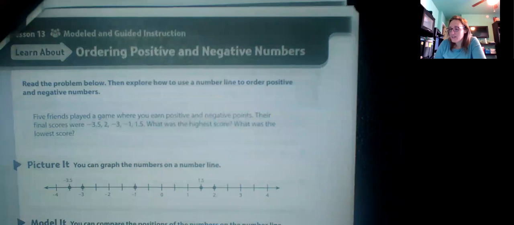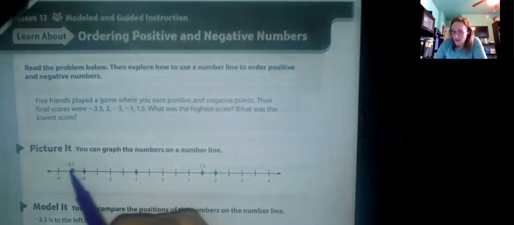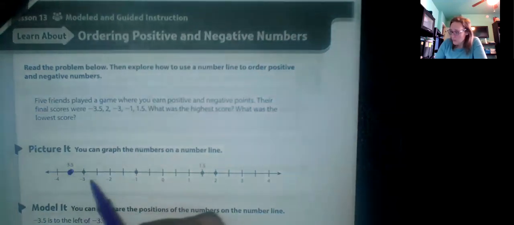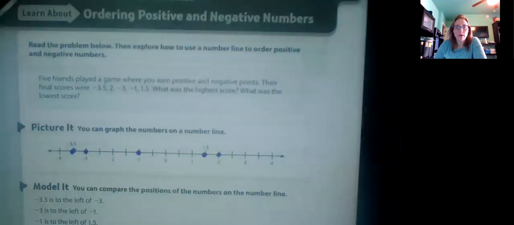So five friends played a game where you earn positive and negative points. Their final scores were negative 3.5, 2, negative 3, 1, negative 1, 1.5. What was the highest score? What was the lowest score? You can see that they've plotted the points: negative 3.5 here, positive 2, negative 3, negative 1, and 1.5.